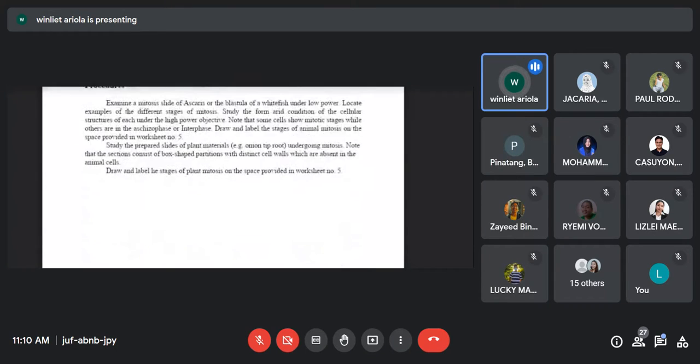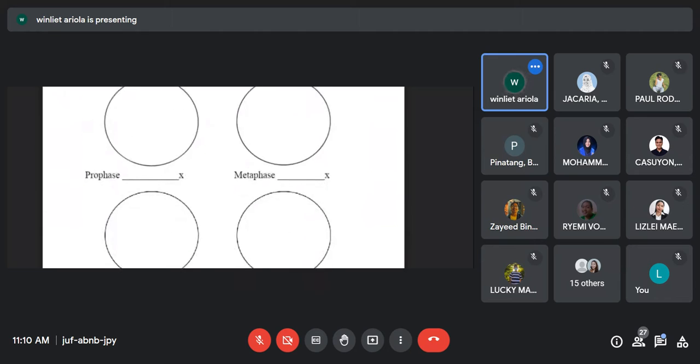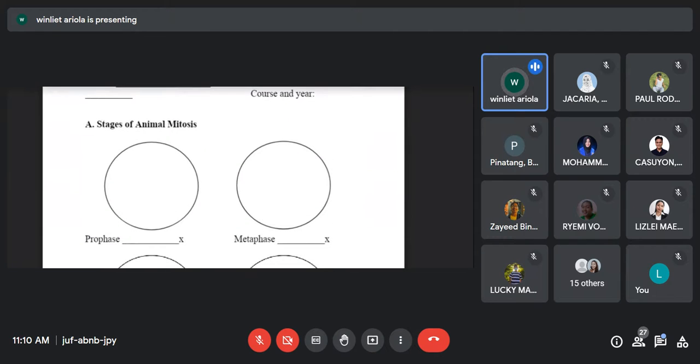Okay, so here I want you to, diba, I ask you to put a picture dito. How does the prophase look like? How does the metaphase look like? So I want you also to memorize that during the exam. So anong itsura during the prophase? Anong itsura during the metaphase?